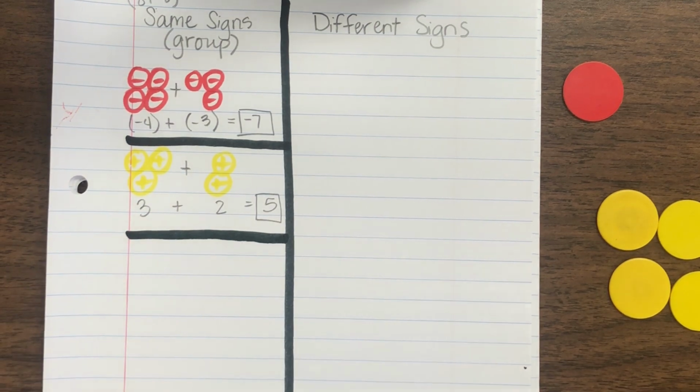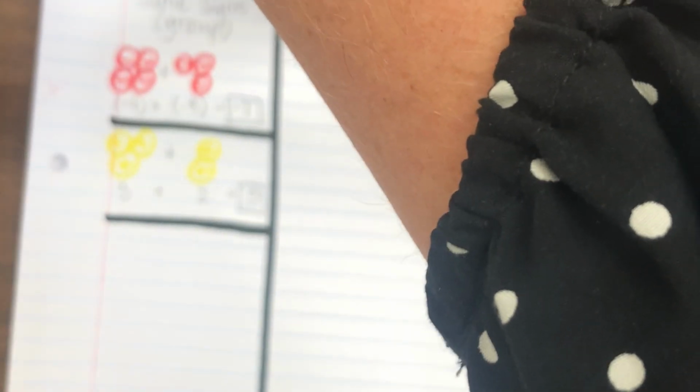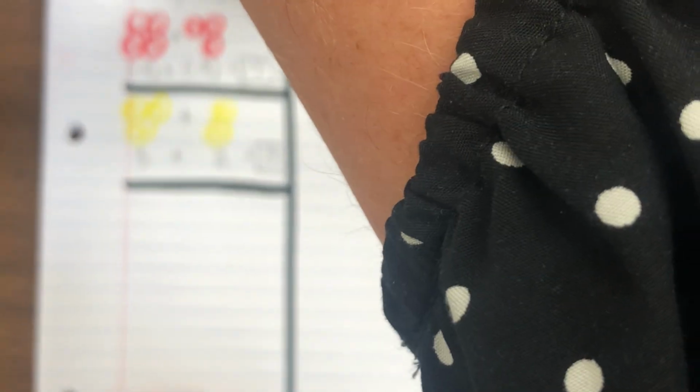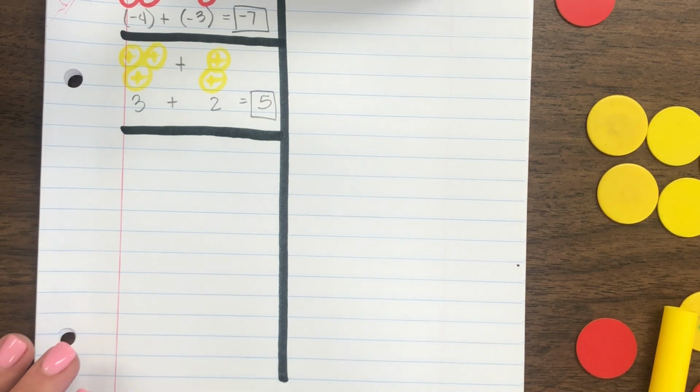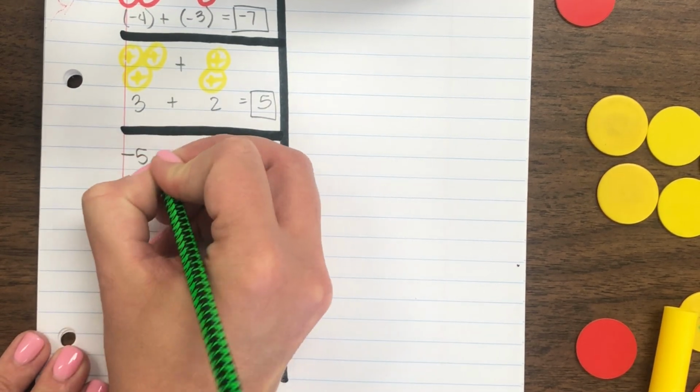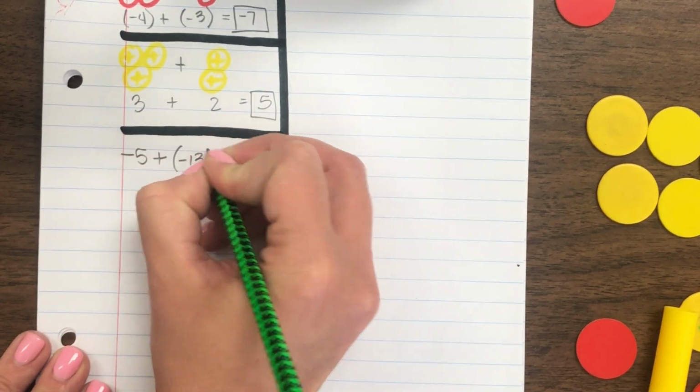Okay, next example, we're gonna do without the integer chips because we're not always gonna be able to use them, especially in 7th grade when we start to have really yucky numbers. We're gonna have to be really careful with that. So let's do -5 plus -13.